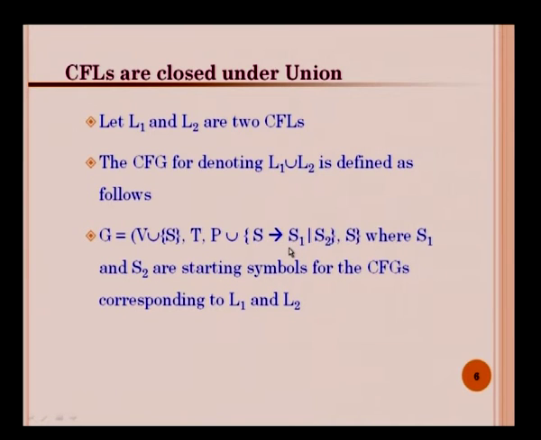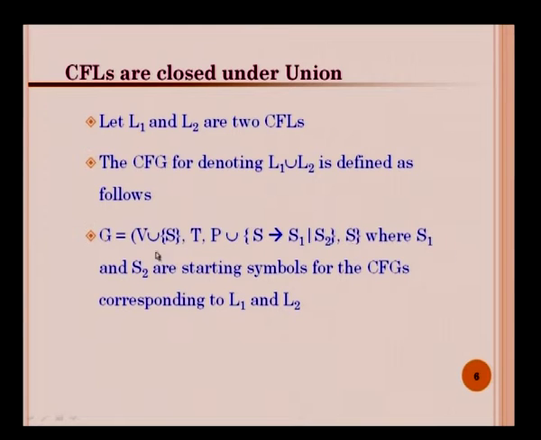So if you want to generate a string from L1, then the first step in the derivation of that string is S derives S1, and if you want a string from L2, then the first step for the derivation of that string is going to be S derives S2. So now we want the new rule S derives S1 or S2. So the productions include P union {S derives S1 | S2}, and the very last component is the start symbol of the grammar. The start symbol of the grammar is S.